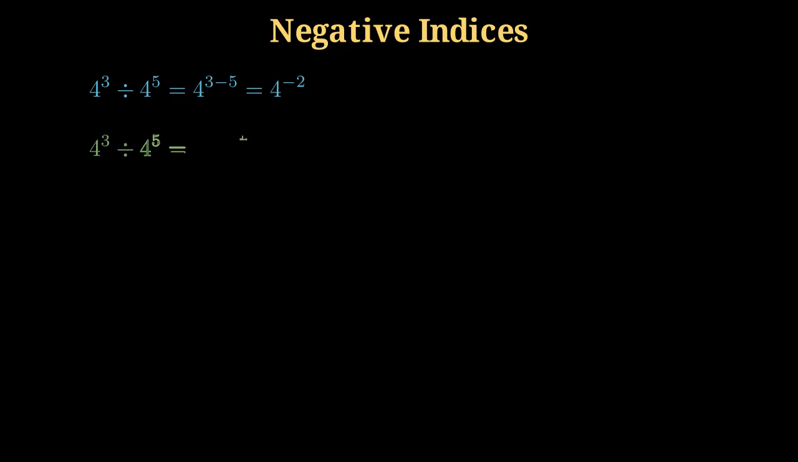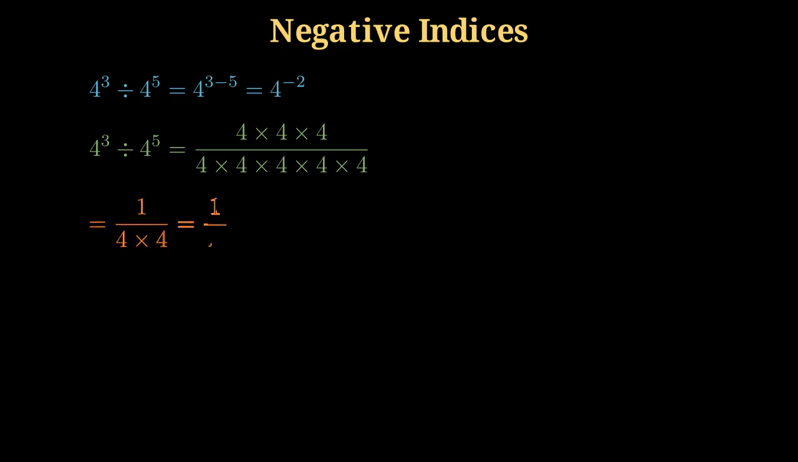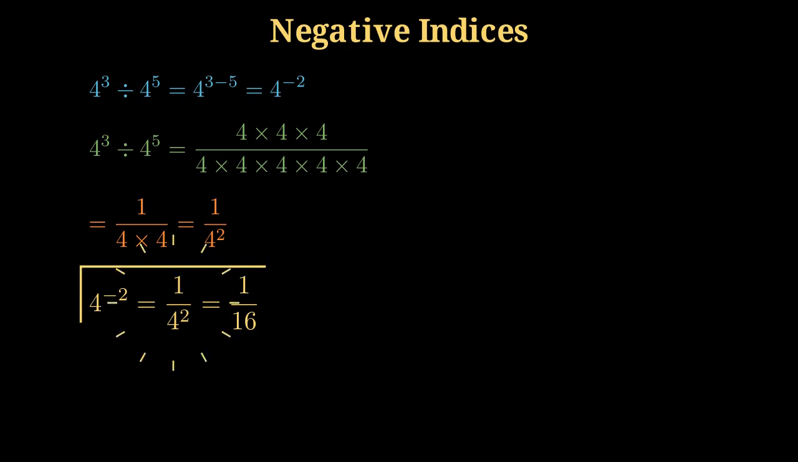Let's answer that by doing the very same division the long way, the factor method. Write every 4 out: 3 4s on top, 5 4s underneath. Now cancel. 3 4s on top cancel with 3 of the 4s below, leaving 1 over 4 times 4, that is 1 over 4 squared. Same question, 2 answers, so they must be equal. 4 to the -2 is 1 over 4 squared, which is 1/16. A small positive fraction, not a negative number.